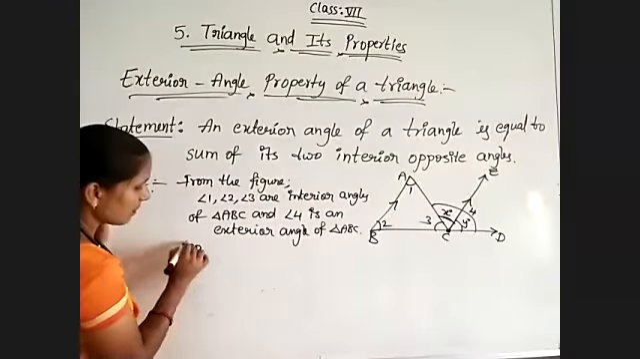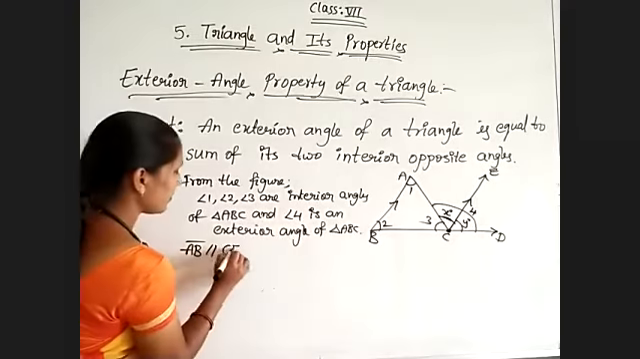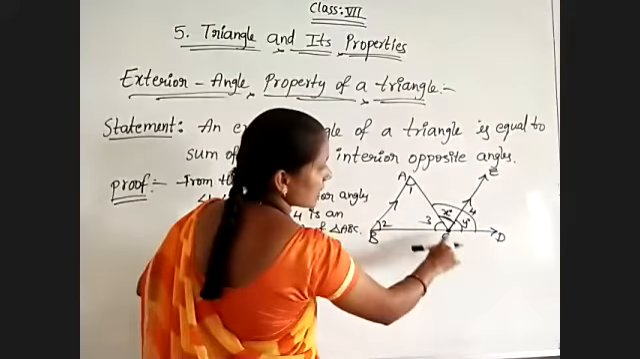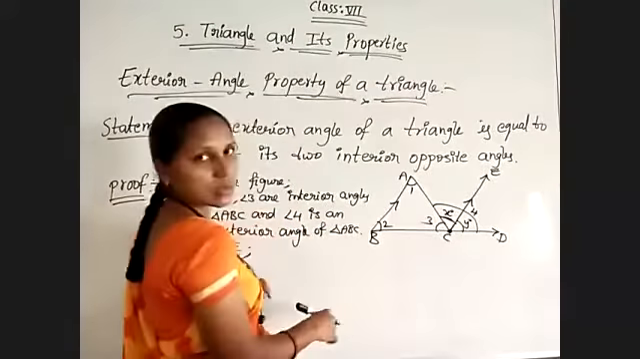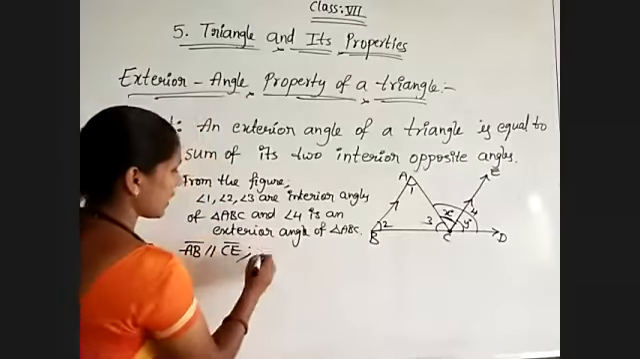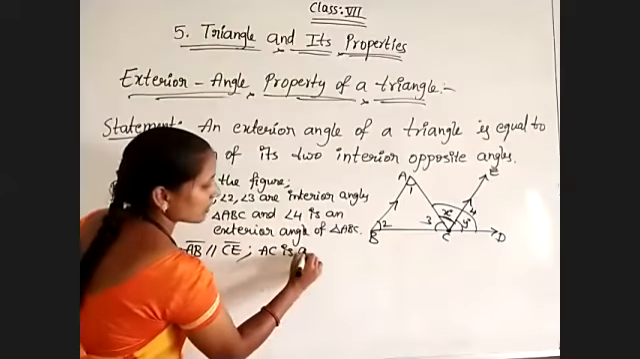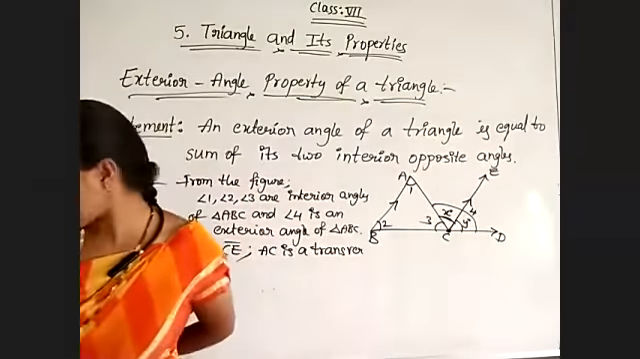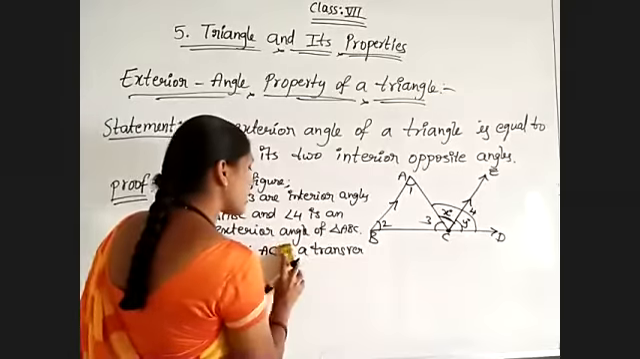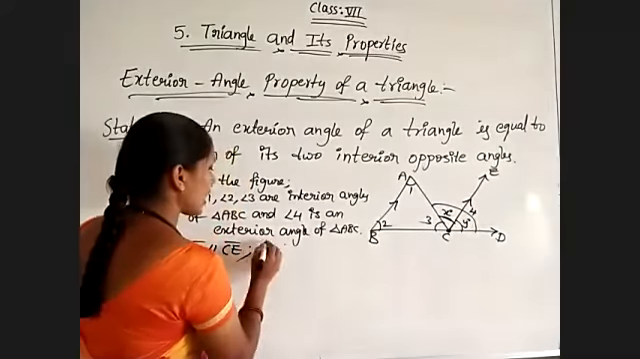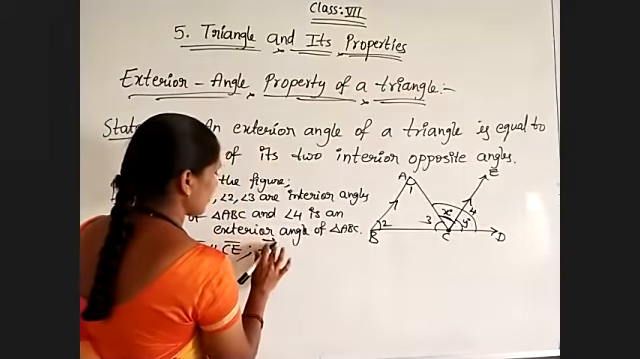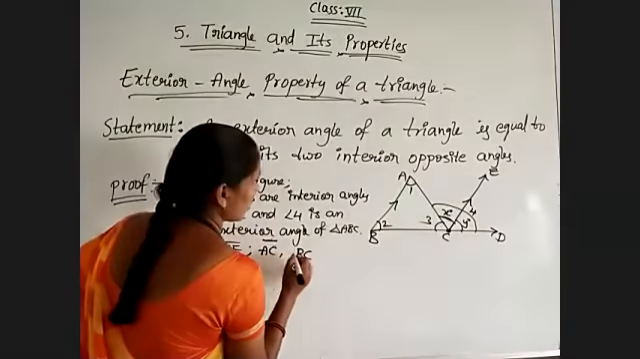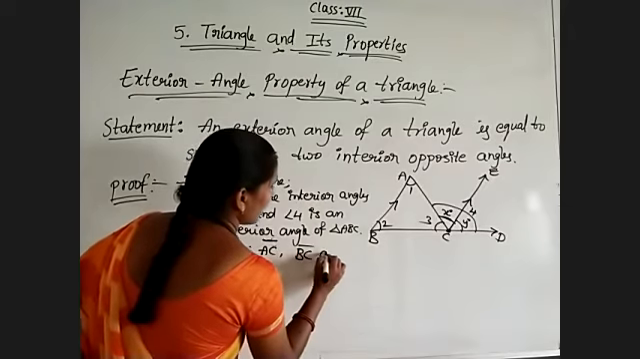AB is parallel to CE. In that case, AC is the transversal as well as BD also is the transversal. So AC is the transversal, first condition. Both I am writing, otherwise AC and BD both are transversals. Otherwise BC also we can write, no problem. AC, BC are transversals.